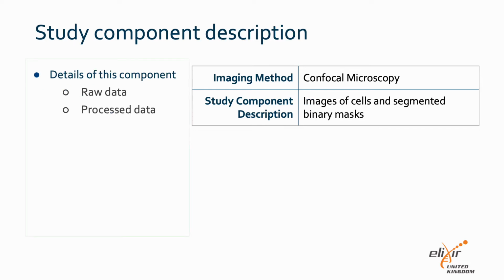The description of the study component should include an overview. This should describe what was imaged as well as any process data that is created during analysis. For example, this study component is an experiment where cells have been imaged using confocal microscopy, and these images have been processed to output binary masks of the cells.